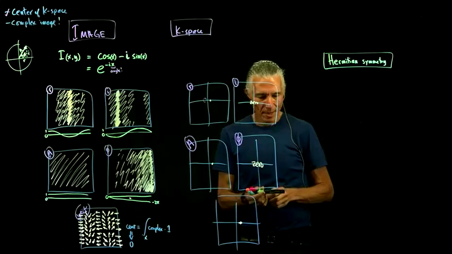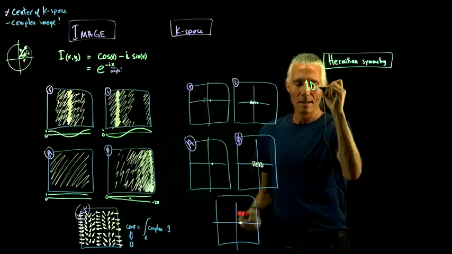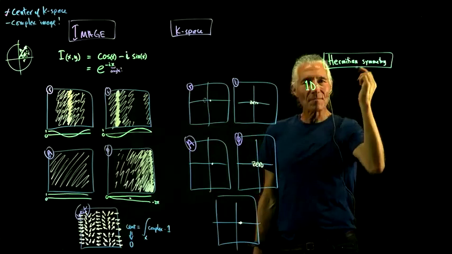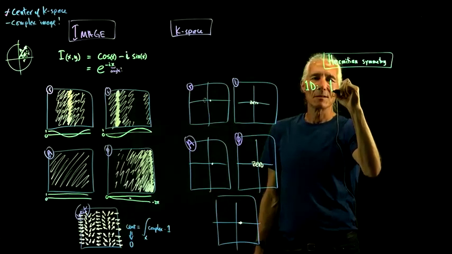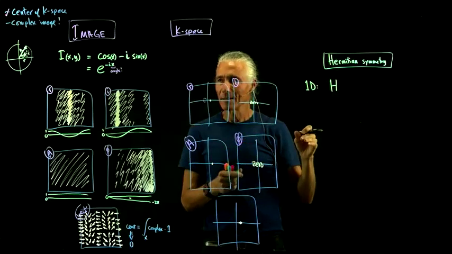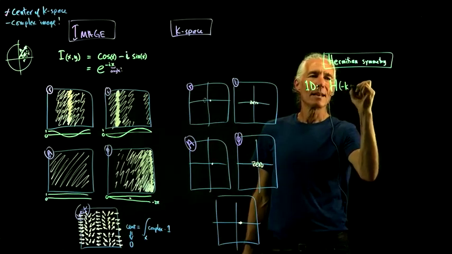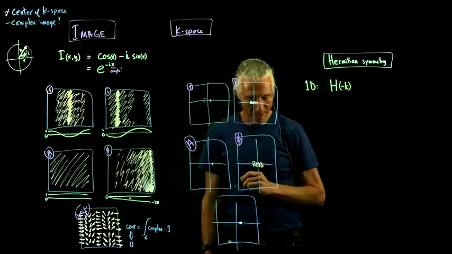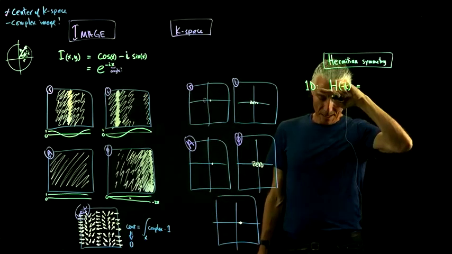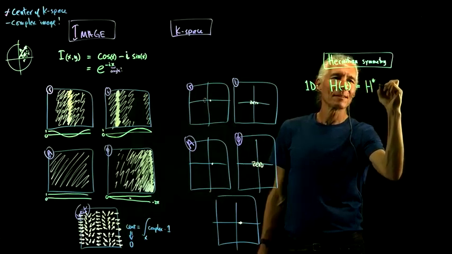Let's start off in 1D. What is Hermitian symmetry? We're using capital H to mean we've done a Fourier transform, so we're in the frequency space. If we take the negative of the spatial frequency argument, it equals the complex conjugate of the positive frequency argument.